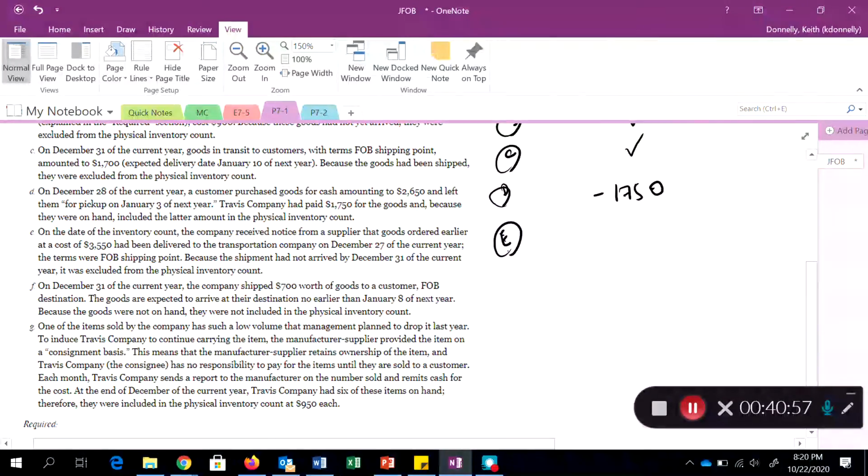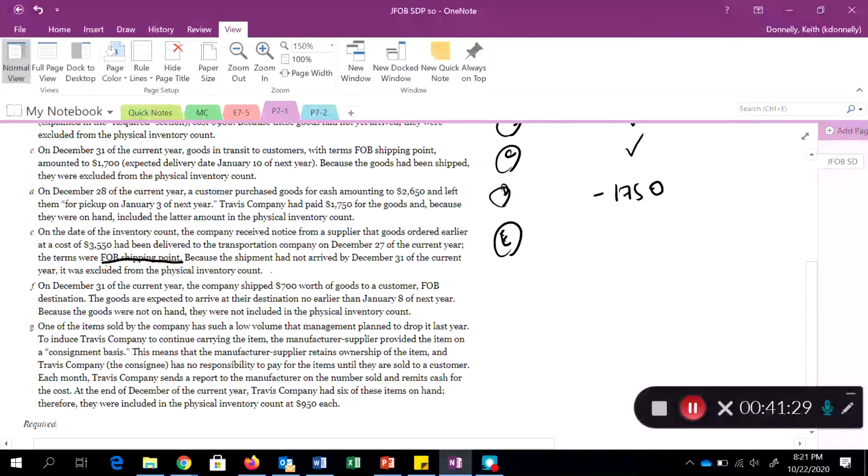So on the date of the inventory account, when we sent those employees back there, the company received notice from a supplier that goods ordered earlier at a cost of $35.50 had been delivered to the transportation company on December 27th of the current year. So it looks like we bought something from somebody off eBay. They shipped it, right? We got the notice. It has the tracking number. We can see that they shipped it. And it looks like the terms here were FOB shipping point.